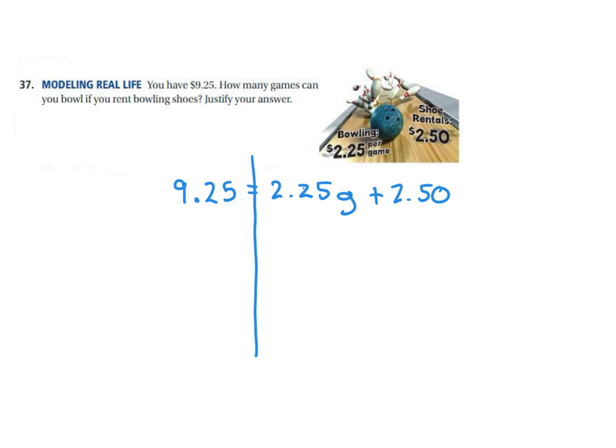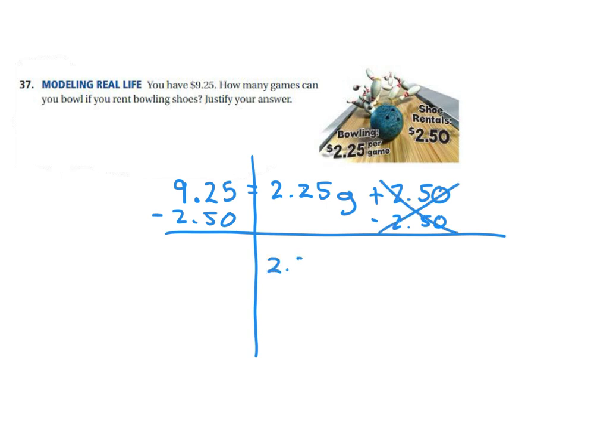So here we draw our line in, we isolate our variable, and we subtract 2.50 from both sides. Plus 2.50 and minus 2.50 cancel, so we have 2.25 g. And then on this side, 5 minus 0 is 5. Now I have to borrow. 12 minus 5 is 7. 8 minus 2 is 6, so 6.75.